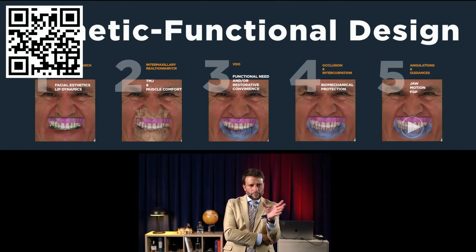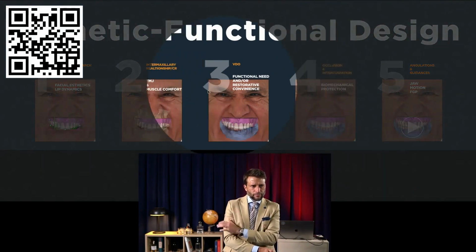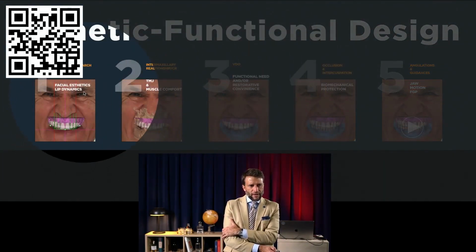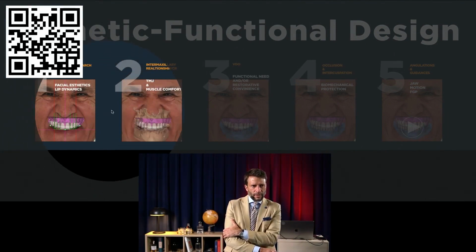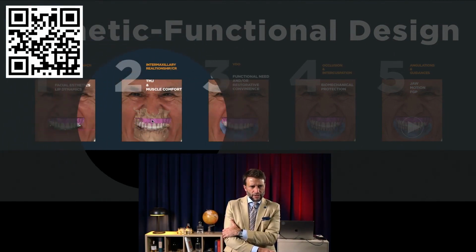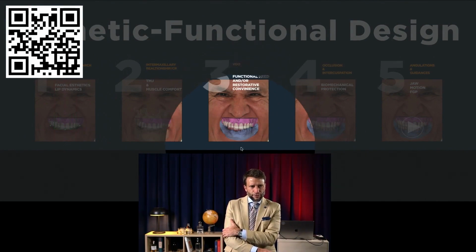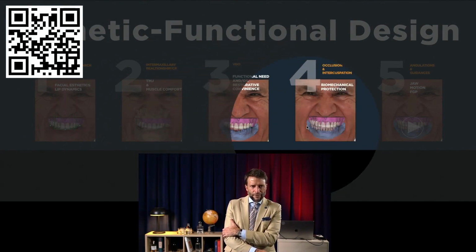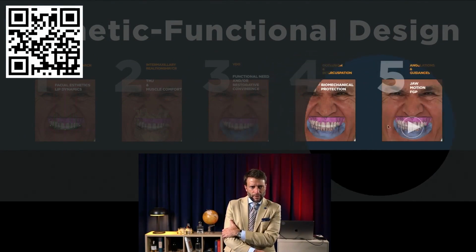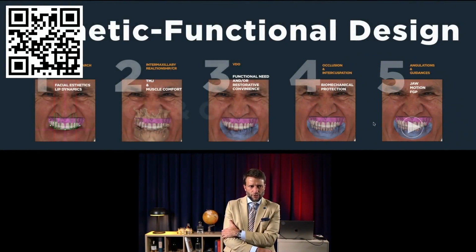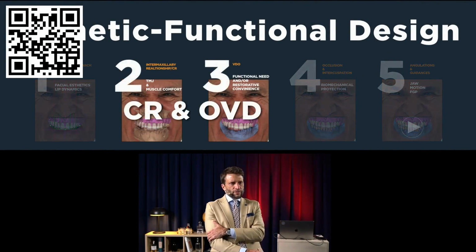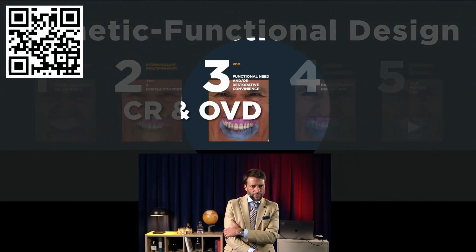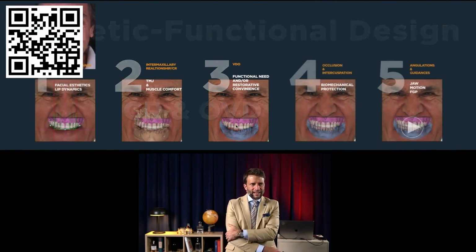So I showed these slides to you before. The process of designing an aesthetic functional smile. First, we design the upper against the face. This is no problem. Then we need to bring the jaw relationship. Then we need to fine-tune the vertical dimension for restorative convenience. After that, we can design the lower against the upper, and then we check the movements of the jaw. So CR is here, and OVD is there, so they're kind of coming together.